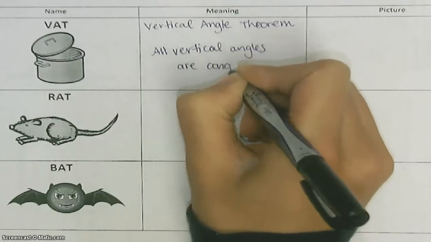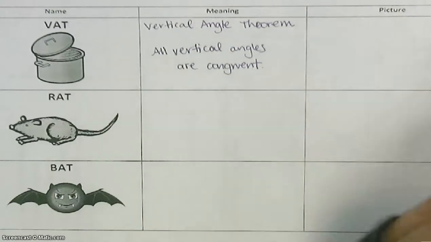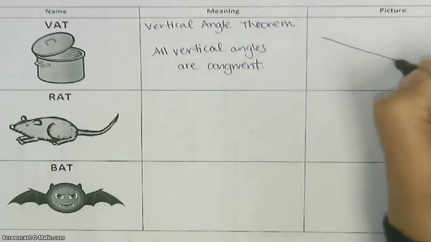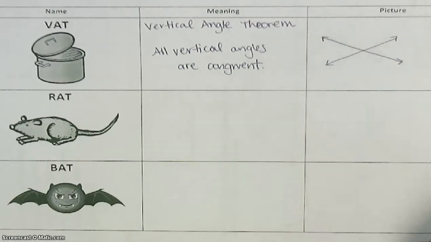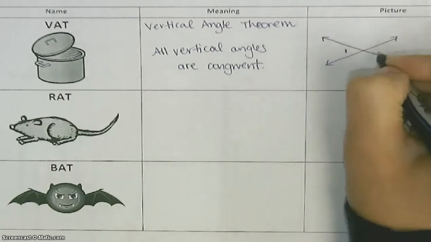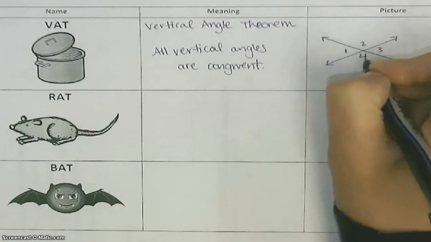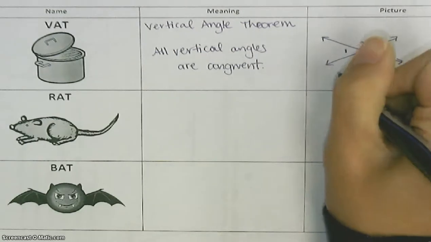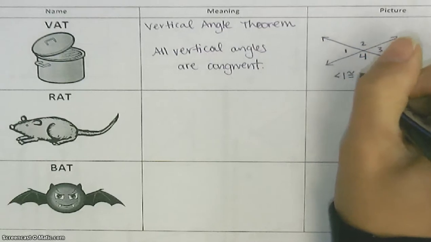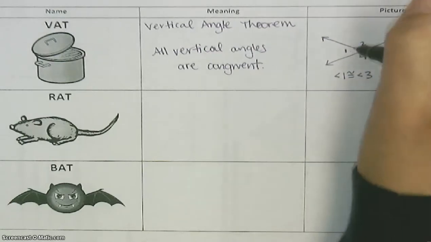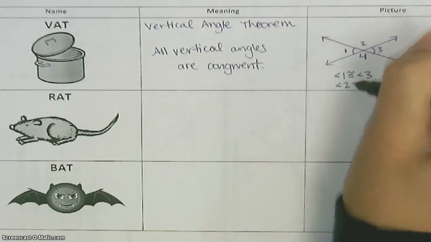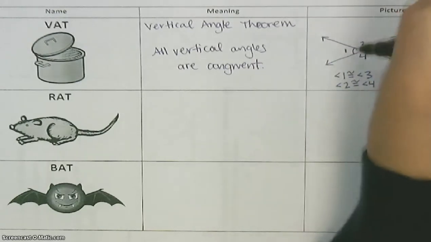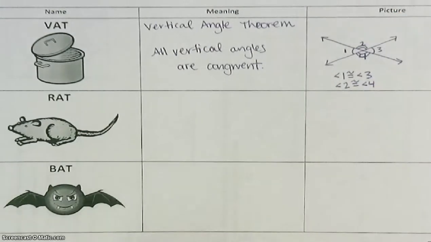So let's draw a picture to go with that. So remember, vertical angles are formed by intersecting lines. So we've got, we'll label these 1, 2, 3, and 4. So according to the vertical angle theorem, angle 1 is congruent to angle 3. Those are vertical, so we can mark that, arc and arc. And 2 and 4 are also vertical angles. Angle 2 is congruent to angle 4. And let's put double arcs on those angles.